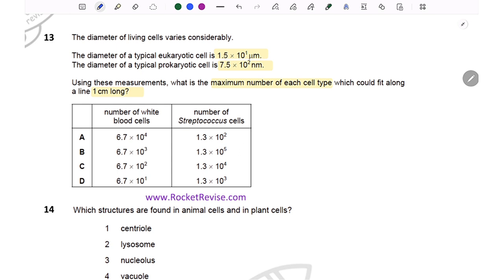So this one is 1.5 times 10. So you just move the decimal 1 time towards the right. You end up with 15 micrometer. And then in this case, you have 7.5 times 10 to the power 2, which is 100. So you're going to move it 2 times. You're going to end up with 750. And this is nanometer. So don't mix up the units. This question is just testing whether you're able to convert the units back and forth or not.